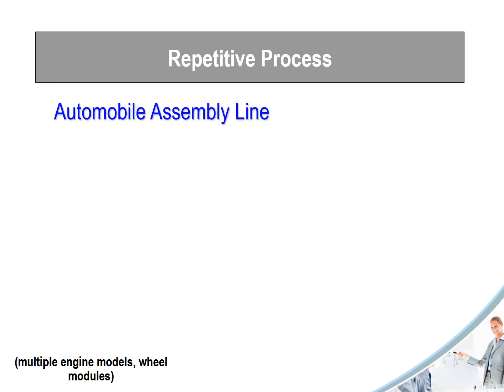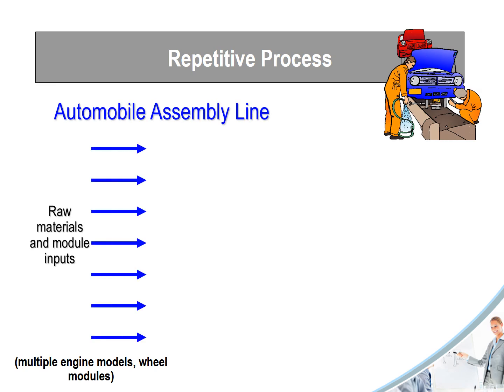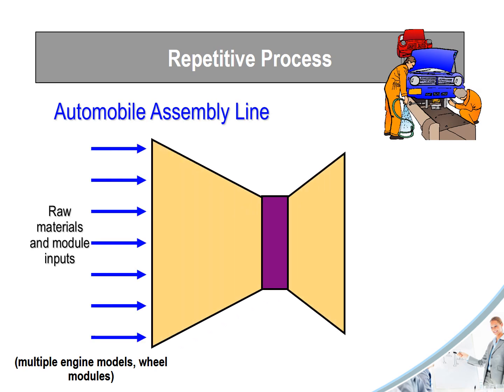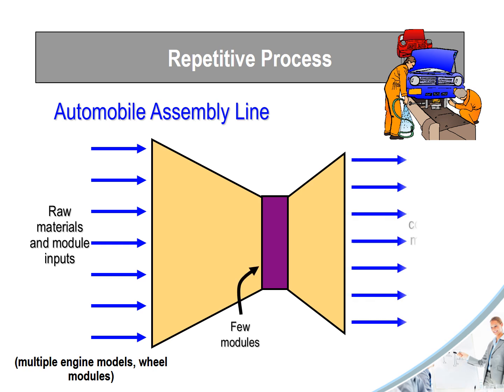So a repetitive process is like an auto assembly line. You have all the raw materials and module inputs, different kinds of engine models, wheel modules, fender design, interior, and you produce an output of many options. This color car, that color car, this brand, that brand.